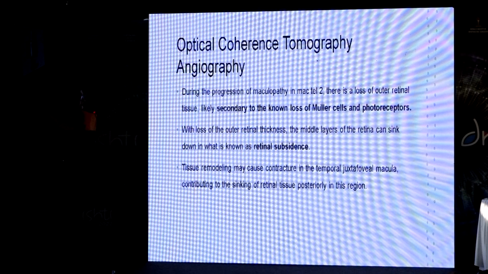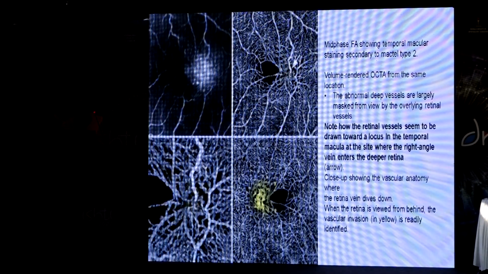The loss of this is supposed to be due to the known loss of Muller cells and photoreceptors. With loss of the outer retinal thickness, the middle layers of the retina sink, and this is called retinal subsidence. Now, OCT angiography is also one of the newer tools. Without an invasive fluorescein angiogram, we can actually detect this network very easily. You can see the right-angled vessel.